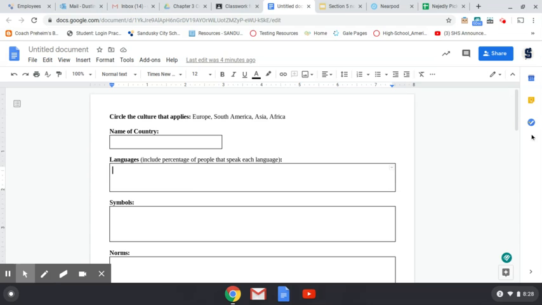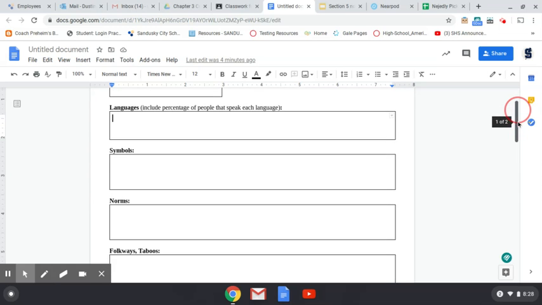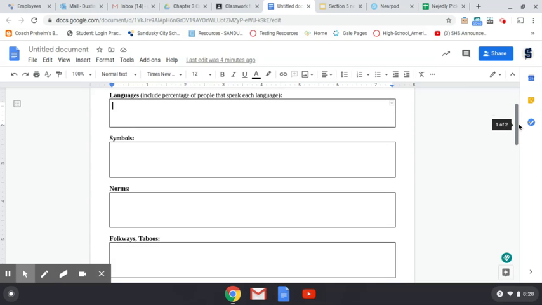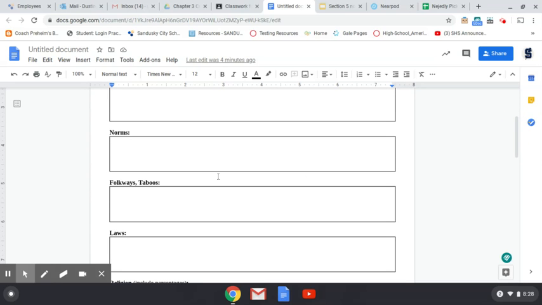Symbols. This is as simple as looking up symbols of Brazilian culture. I'm just going to stick with Brazil since I started with that. Norms. So you know what norms are. Any of the norms that we discussed, or knowing the definition of what that is, what might those be in the country you chose?